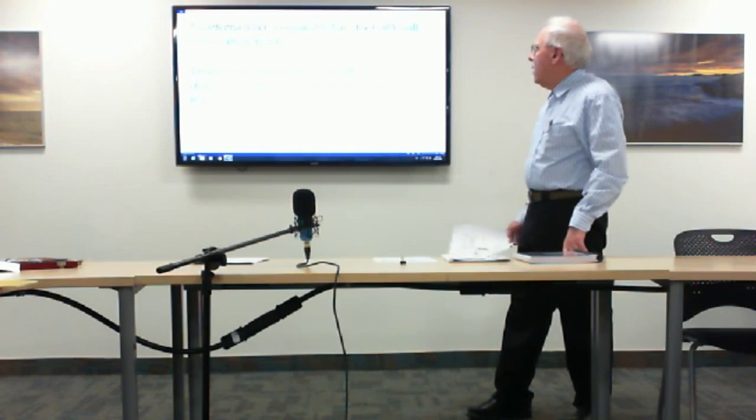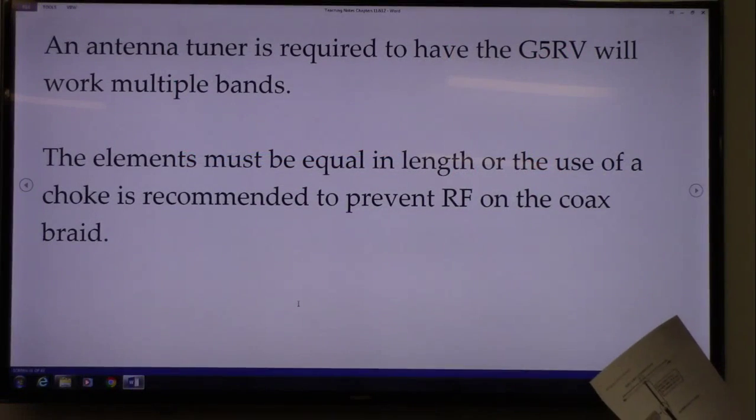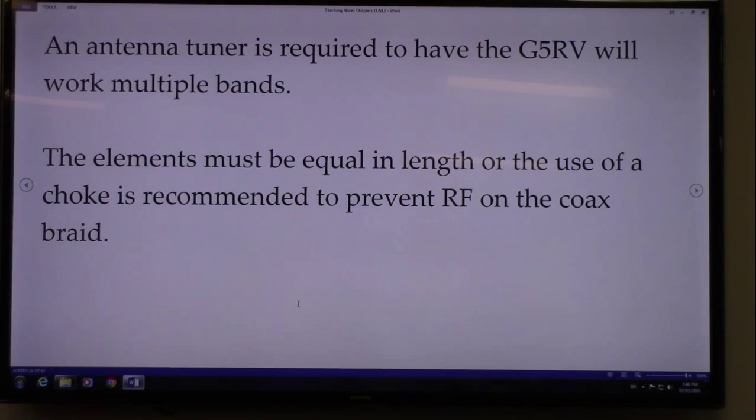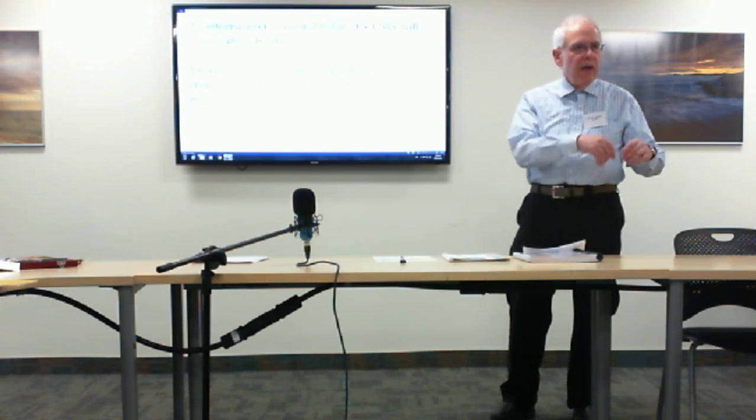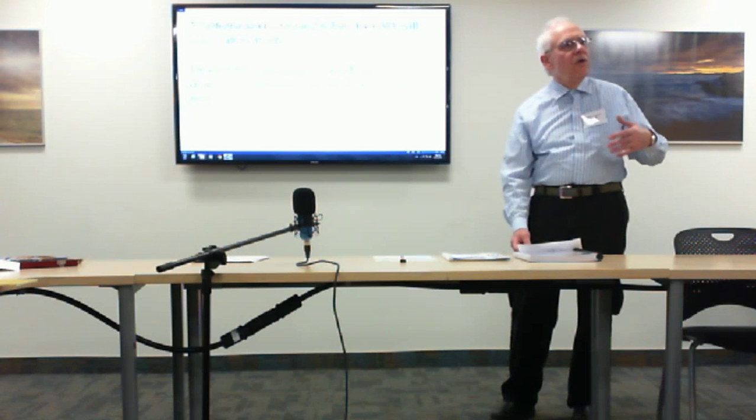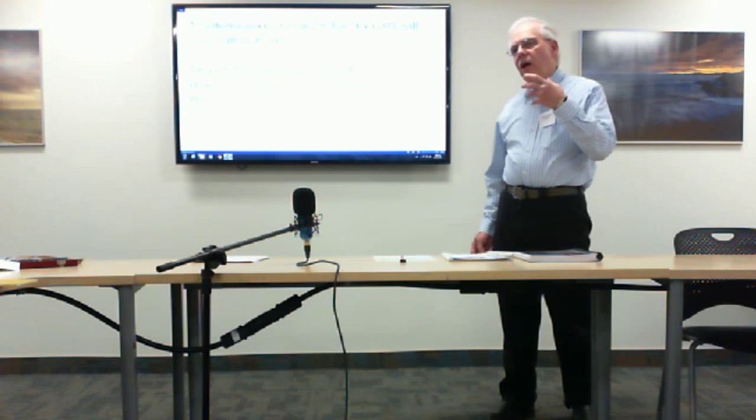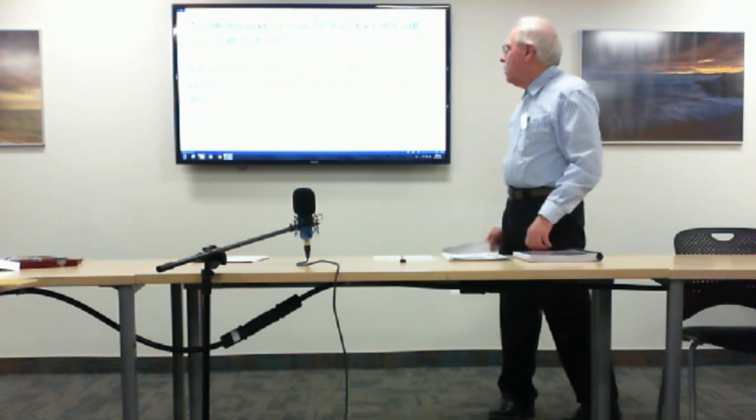The elements on the G5RV must be of equal length, and if they're not, use a choke. It's recommended that you use a choke, which is simply winding up the coax cable 6 or 7 turns, about that big, and taping it up. You'll get instructions on this. That creates high impedance so that the RF will not get on the braid.